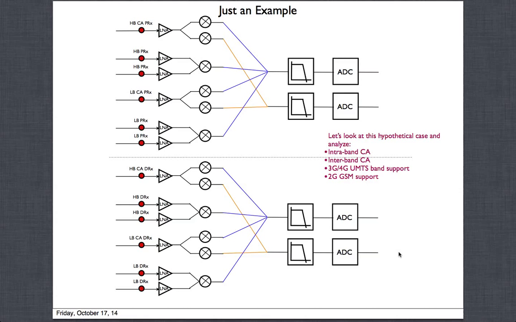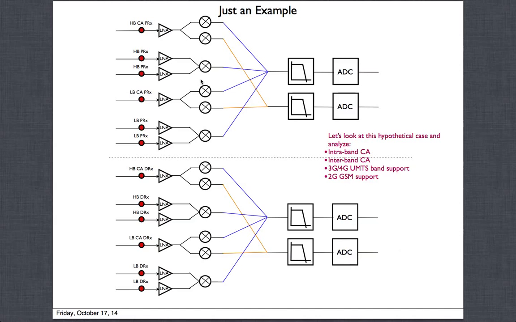Can we support intraband, interband, and as we talked about previously, we have diversity, we have say quad band support for GSM, quad band support for UMTS. How all can we do that? So this example, I'll walk through this verbally and see if it makes sense to you. Again, this in no way represents anything that's done in the industry. This is just for the sake of getting the message out.